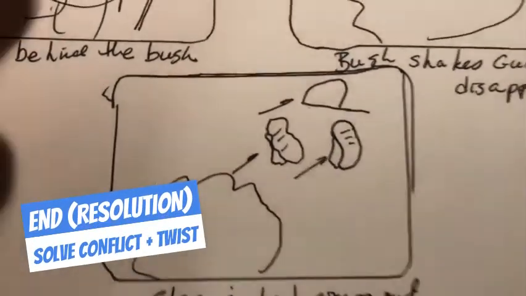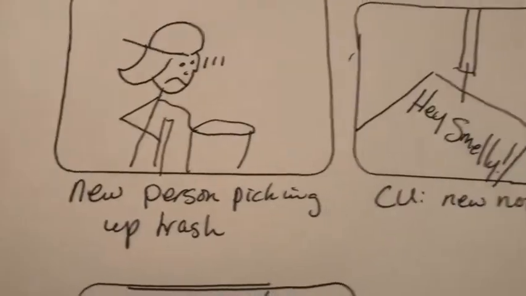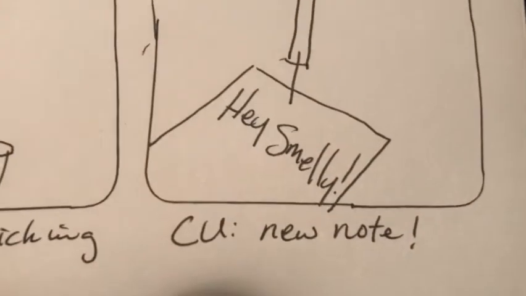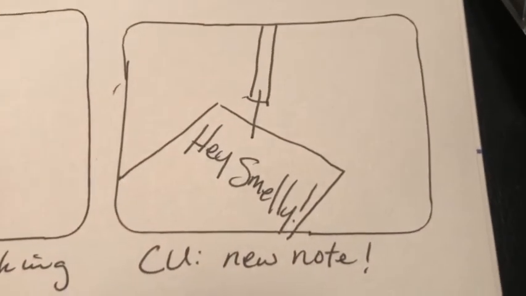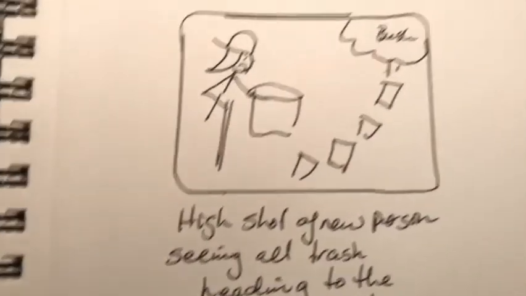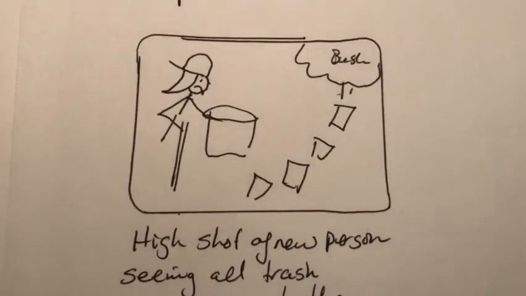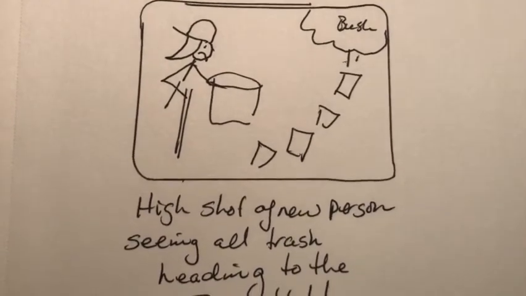And for our twist, we introduce a new character picking up the trash. Again, another close-up of a new note. And then the person looking angry at a long line of notes heading towards the bush.